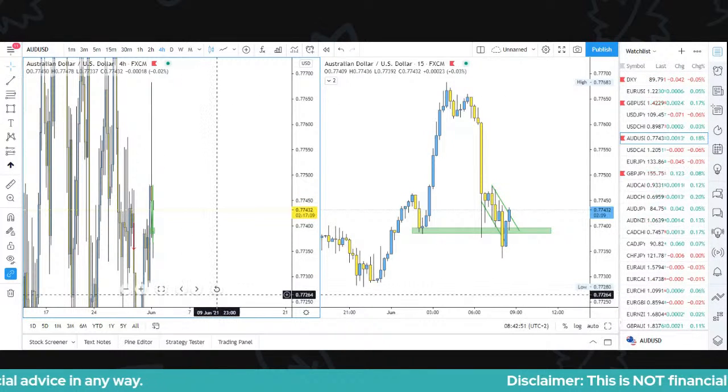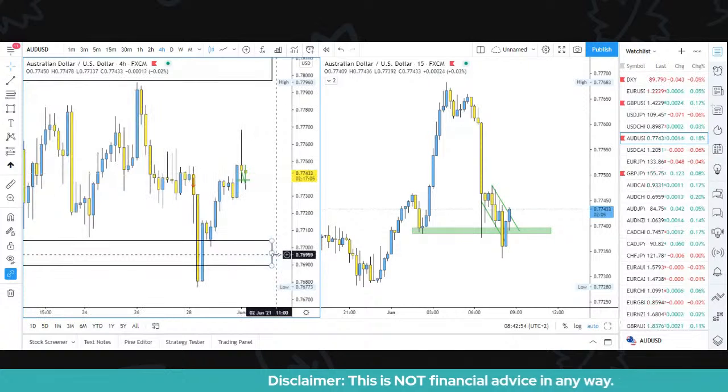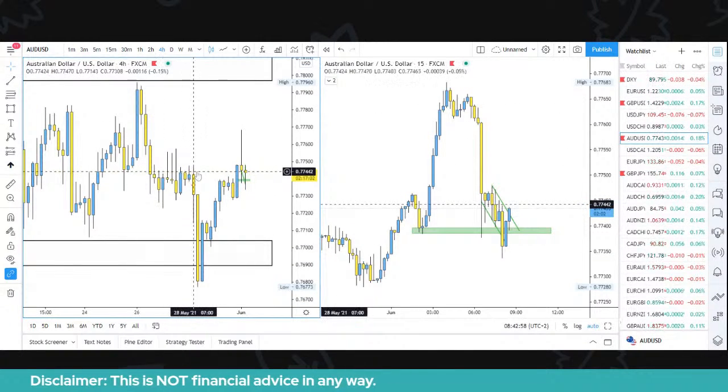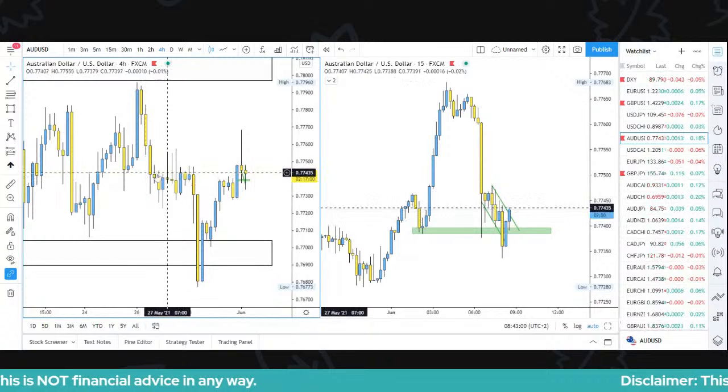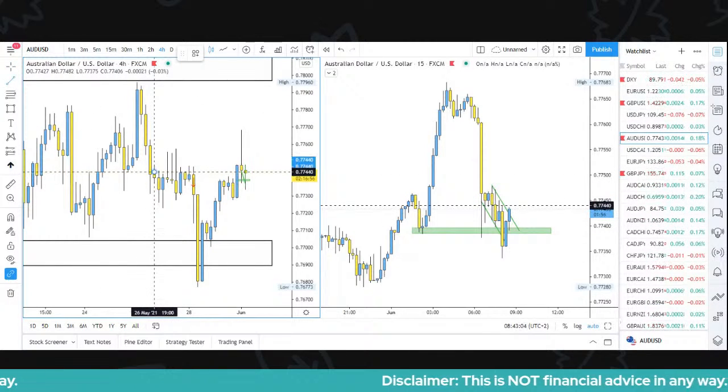Let me check the 4H. Wowzer, that wick on the previous 4H is crazy. Now we are in this 4H region right here.